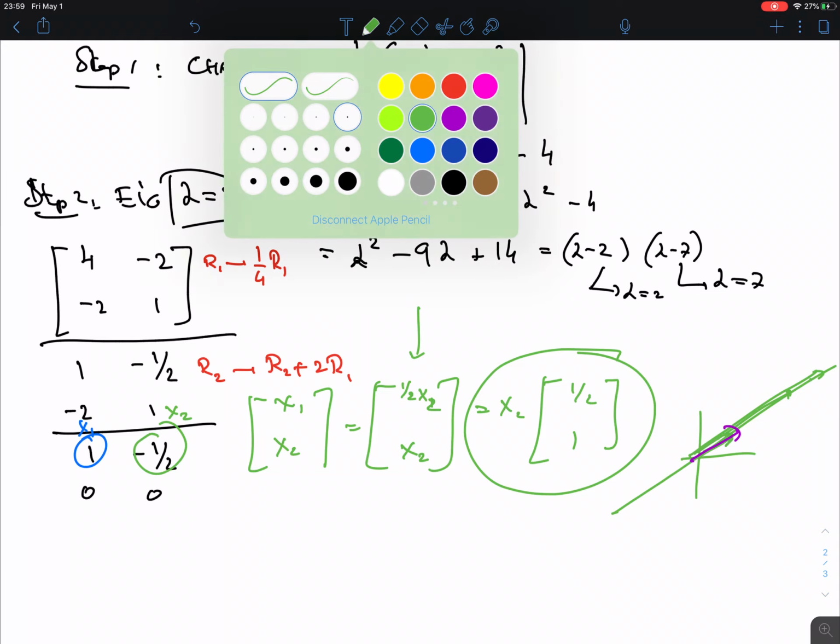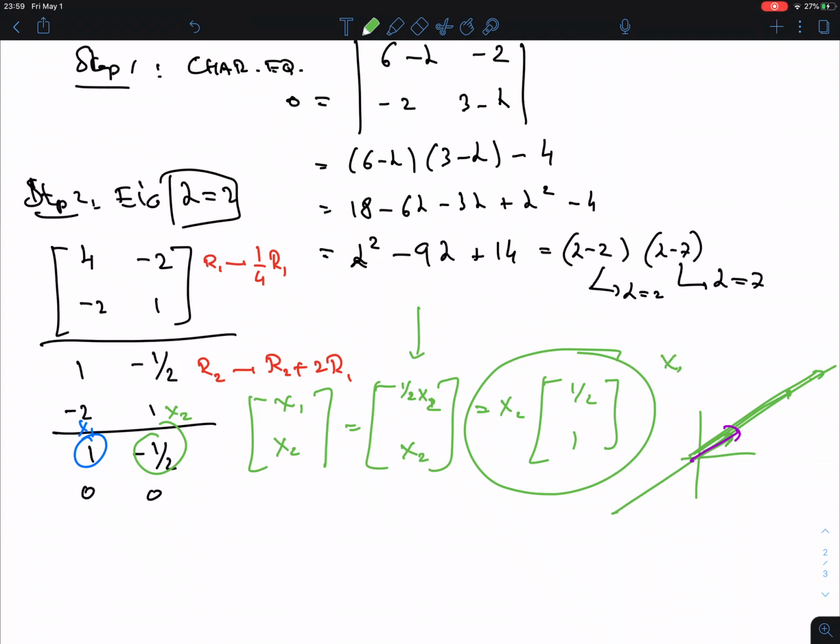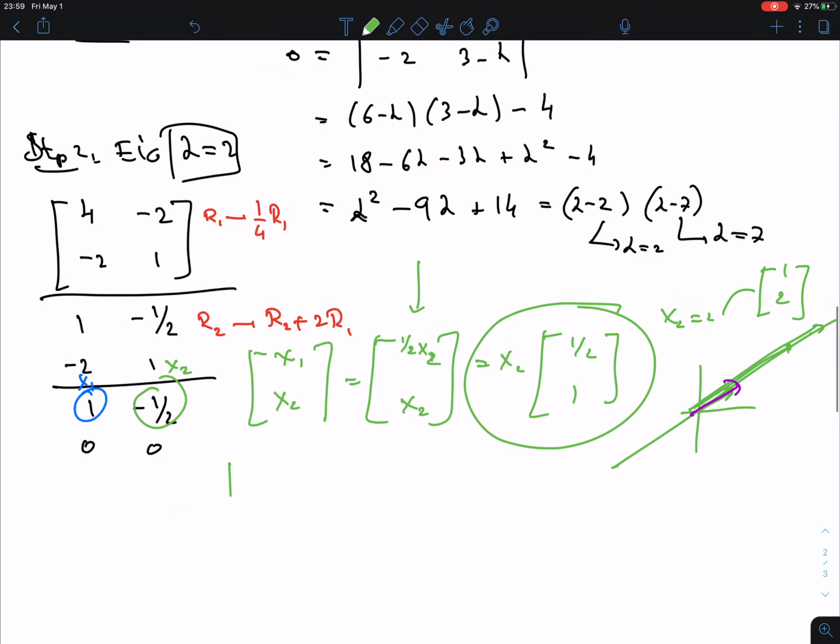So meaning to say, I'm going to take x2 equal to 2 here, so that I get my basis, 1, 2, and get rid of my denominator. Okay, so we still have to do the normalization, right? I didn't do that. I just picked something that was nice. Now I have to normalize.